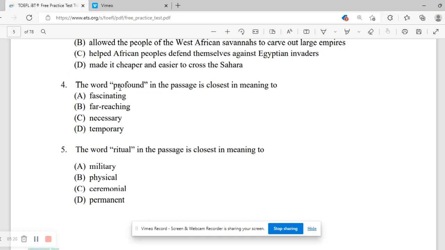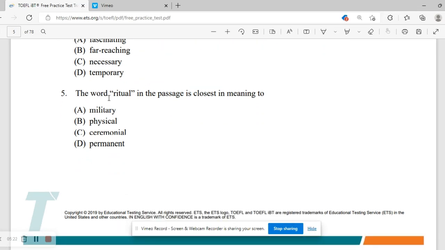Okay, let's go to number five. It's the same. The word "ritual" in the passage is closest in meaning to. Here's the same thing. It is not asking you to get a similar word to this given word. What it is really asking is how does this word fit into the passage? How does this relate to the passage? So you go through all the answer choices.